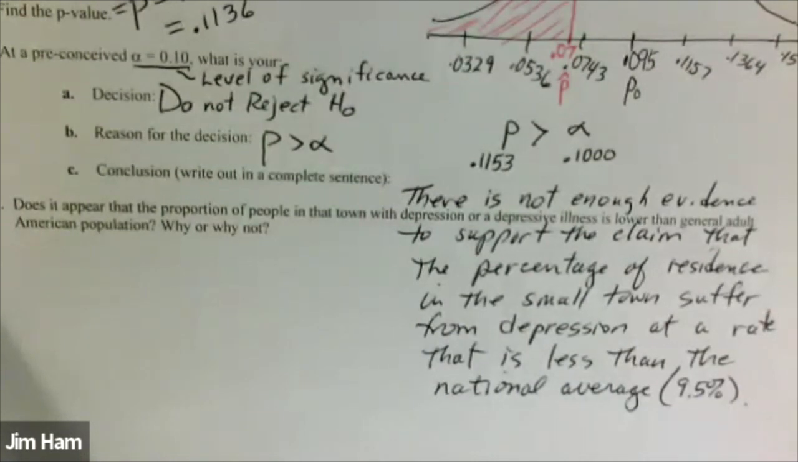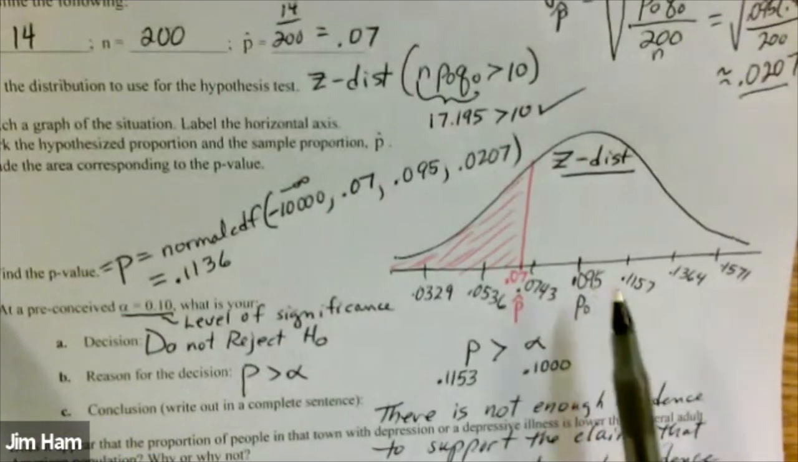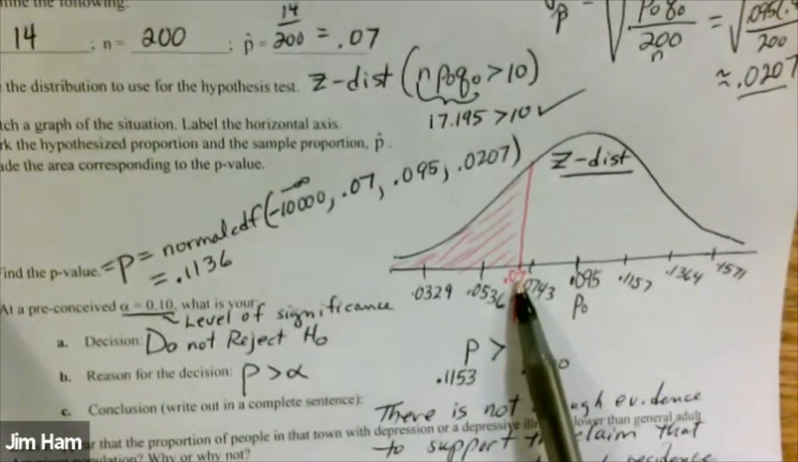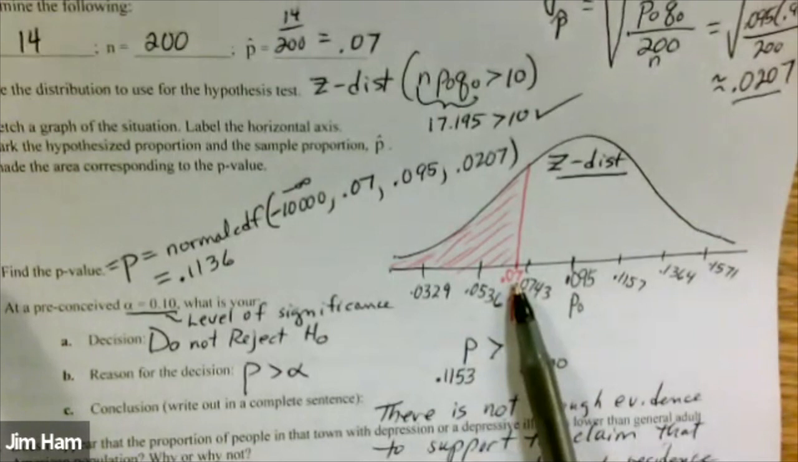So something like that. You have to write a concluding statement that basically spells it out in layman's terms, more or less, what it is that we just found. So someone makes a claim that the percentage that suffer from depression is less than 0.095. We found that, in fact, the sample proportion was 0.07, which is 7%, which is less than 9.5%, but it's not statistically significantly less. This 0.07 could have been just the byproduct of random sampling variation, and not that the town has a lower depression rate.